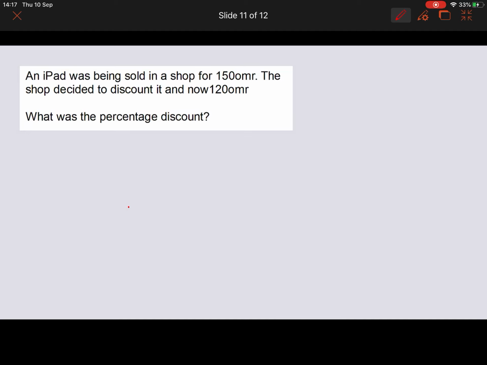One more question. An iPad was being sold in a shop for 150 OMR. The shop decided to discount it, and now it's 120 OMR. We'll just do it together. Again, let's use that formula: old value times multiplier equals the new value.